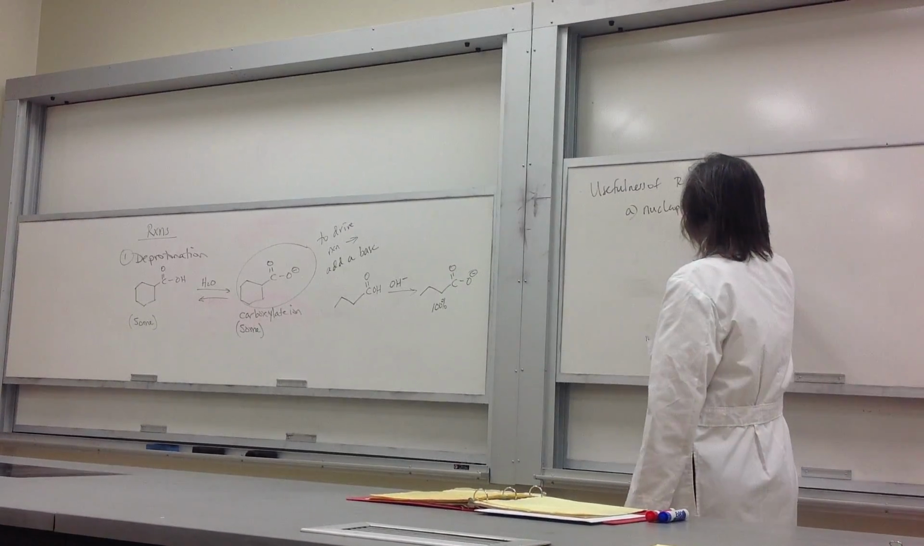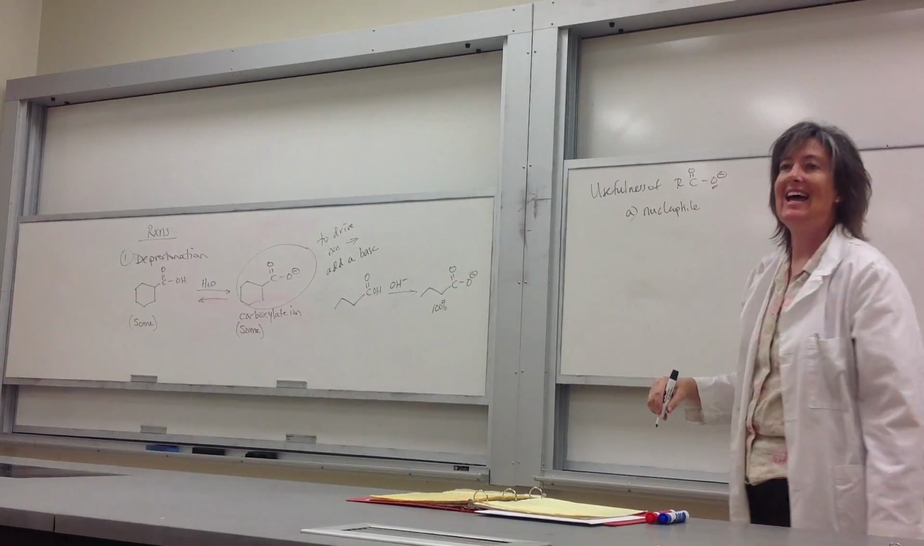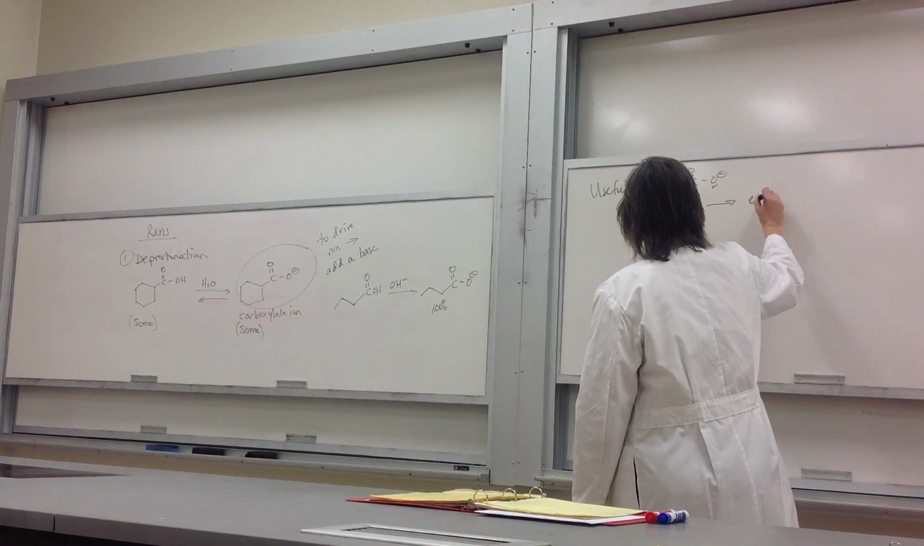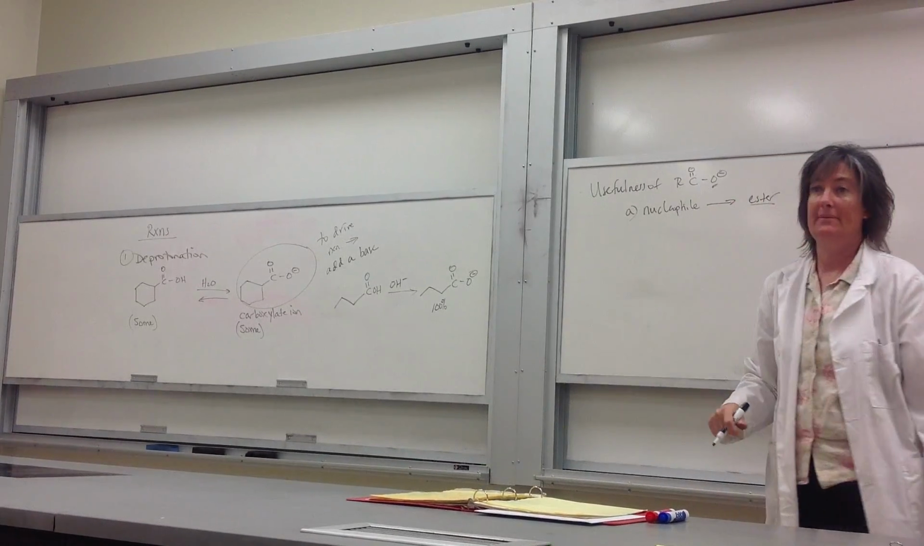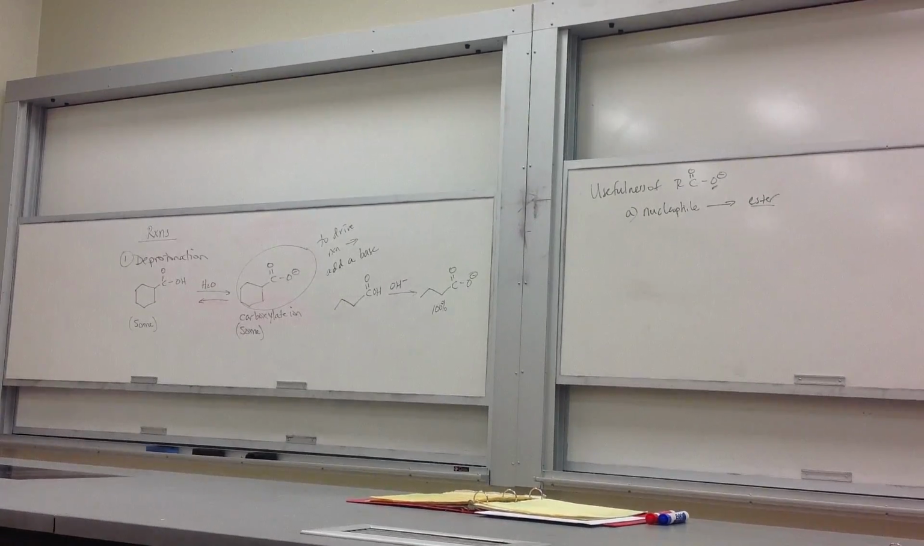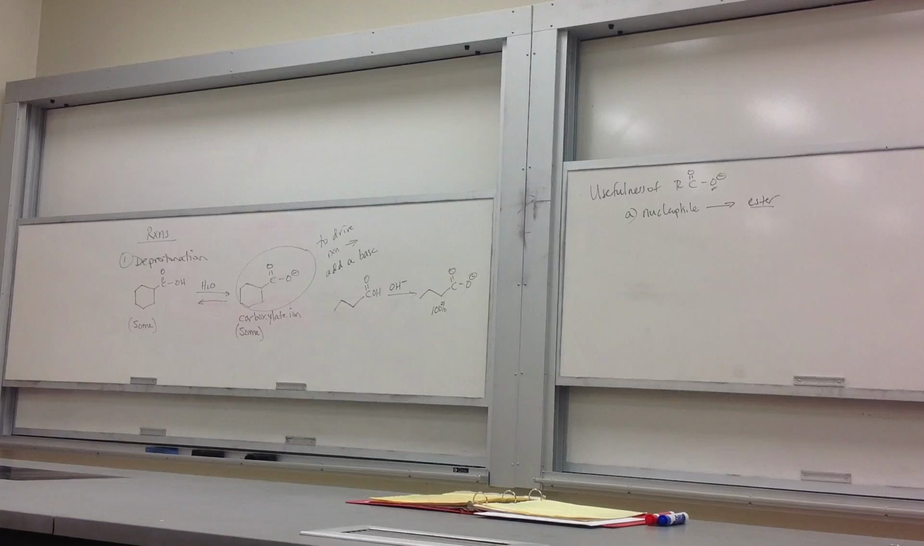So I can use this O- to go off and attack things. And we're going to see in the next reaction that we're going to be making esters this way. It's one of the ways to make an ester. So in that respect, it's pretty useful.